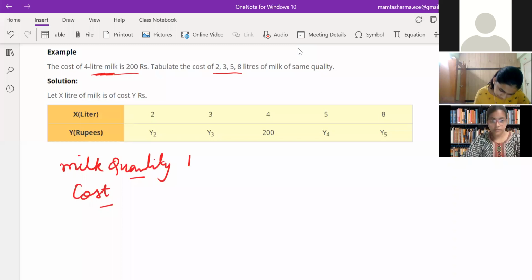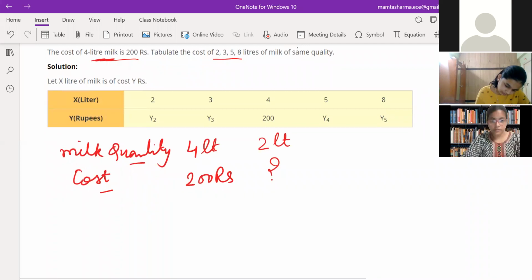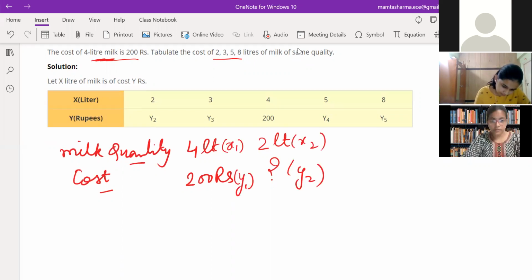For 4 liters of milk, the cost is 200 rupees. Tabulate the cost of 2 liters of milk. When the milk quantity is 2 liters, what will be the cost? You can assume this as x1, this as y1, this as x2, and this as y2. Milk quantity is x1, cost is y1.